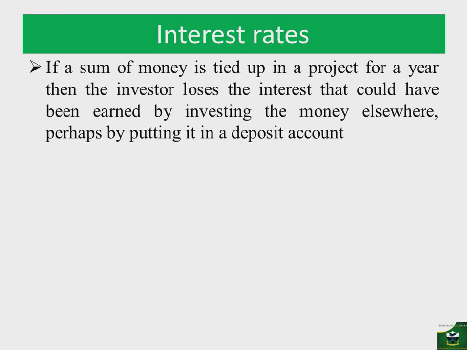To illustrate clearly, if a sum of money is tied up in a project for a year, then the investor loses the interest that could have been earned by investing the money elsewhere, perhaps by putting it in a deposit account. So if this happens, it means that you will not be able to earn the interest because you have not put your money in that investment, in that project. As such, the interest that you have forgone becomes the opportunity cost of capital.